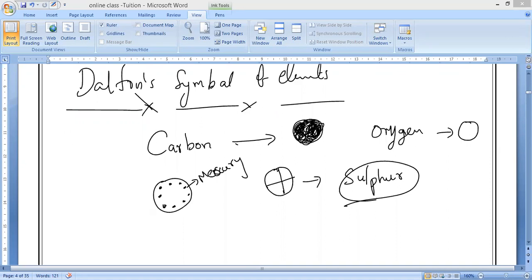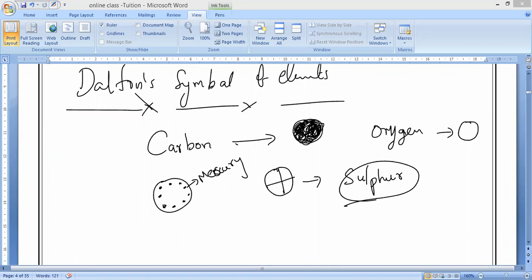After this, we wanted some shortcut to remember the elements. That is why Mr. J.J. Berzelius, from Sweden, proposed that the first letter, or the first letter and another letter of the name of the element, be used as its symbol. He is the one who suggested this.